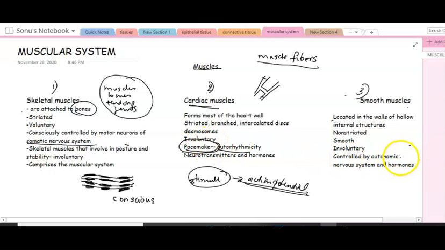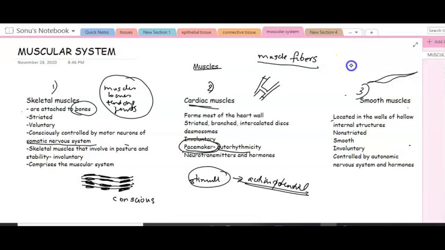Next is the smooth muscles. Smooth muscles are unstriated. That is, they do not have any striation. They are spindle shaped. And they have a nucleus.